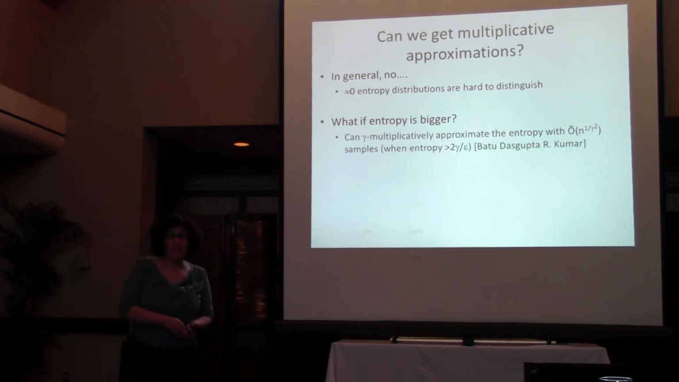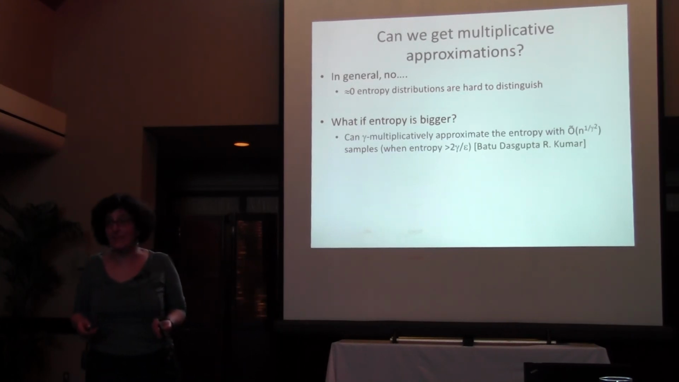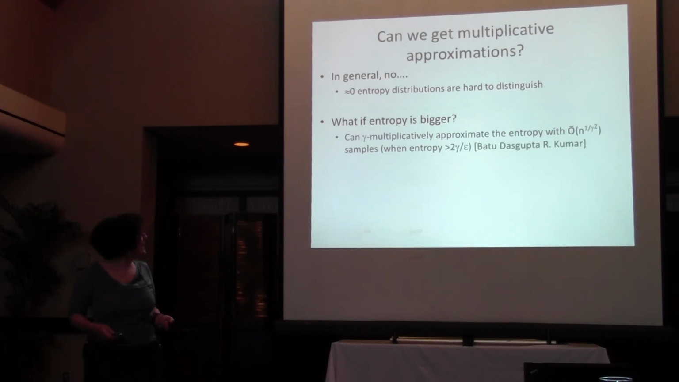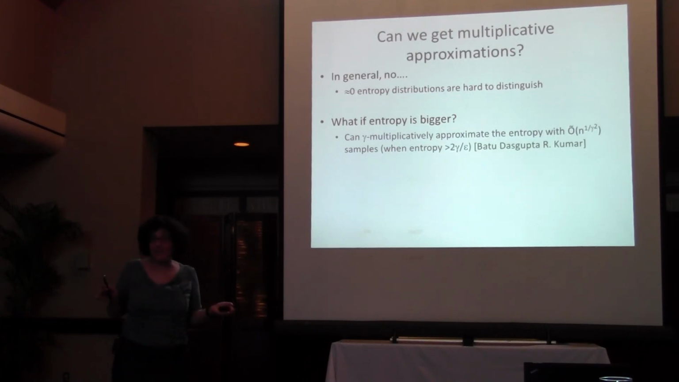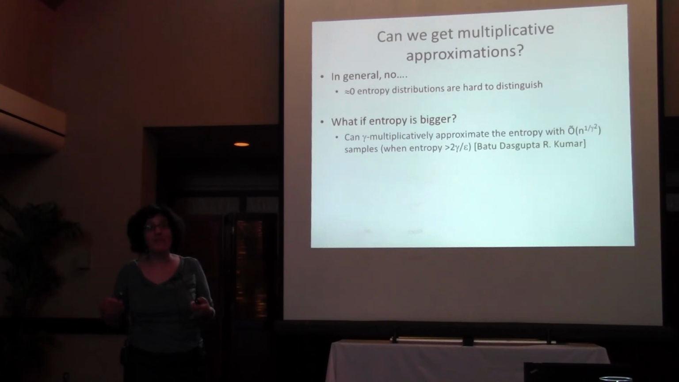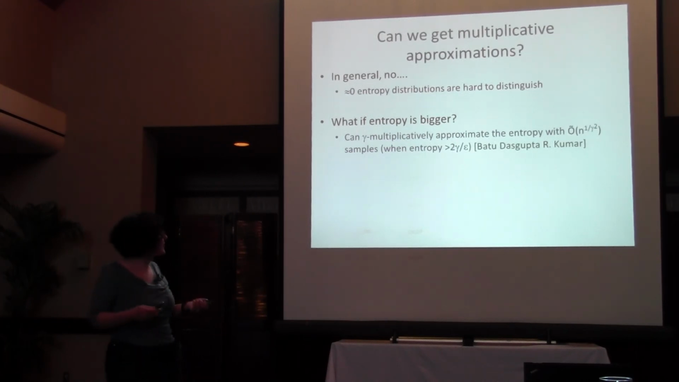Then it turns out you can gamma multiplicatively approximate the entropy with O tilde of n to the 1 over gamma squared samples, as long as the entropy is at least 2 gamma over epsilon. Let's take an example of gamma. Gamma is something that's bigger than 1, so think of gamma equal to 2. It means I can get a 2 multiplicative approximation of the entropy in n to the 1/4 samples. So there's some hope if you're willing to accept multiplicative approximations of the entropy.